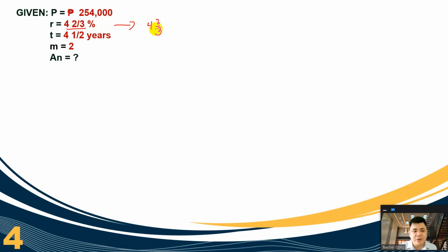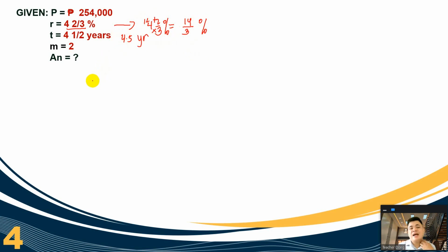So to convert it to an improper fraction, grade 4 lesson, just multiply the denominator to the whole number, 3 times 4, which is 12, and then plus 2 is 14 over 3. So it's either 4 2/3% or 14 over 3%. That's the one that we're going to use. Okay, and then our time is 4.5 years, and our M is equal to 2.